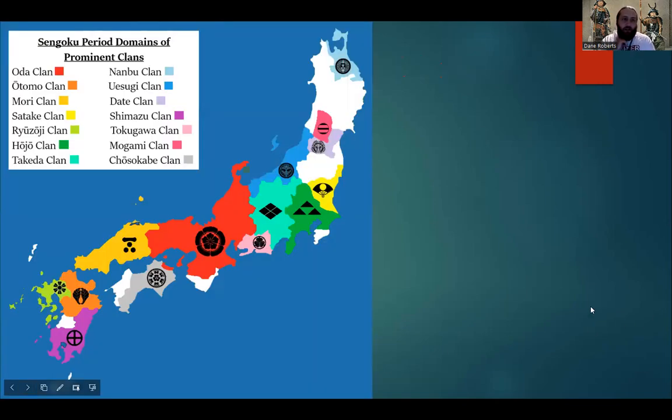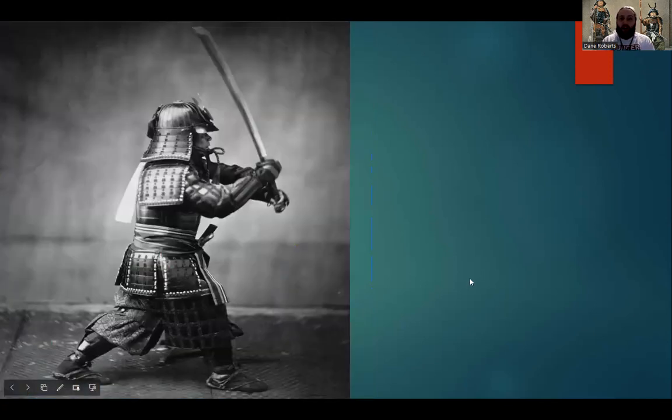So, as I said, the Sengoku period saw the permanent political division of Japan between the various daimyos and political petty kings within Japan, with many of them beginning to actually eventually conquer much of the areas for themselves. And it was during this period that we get the most popular image of the samurai that we have.